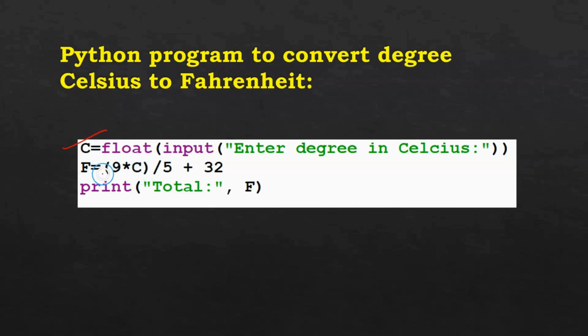So what is the formula for converting Celsius to Fahrenheit? This is the formula: Fahrenheit is equal to 9 asterisk c, that is 9 into c, divided by 5, plus 32, and we are printing that f. Hope you understand the video completely.